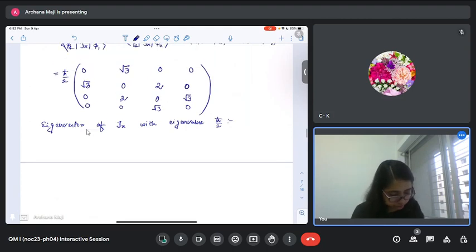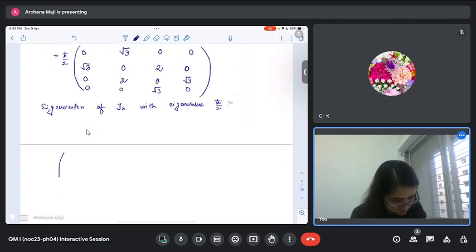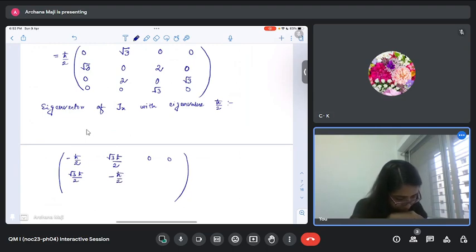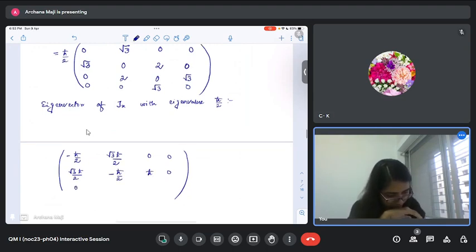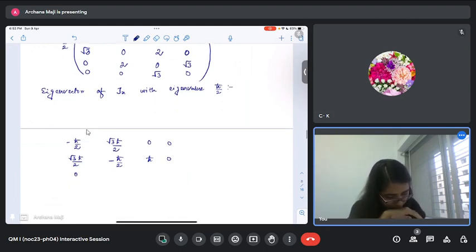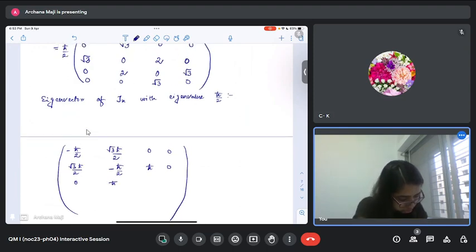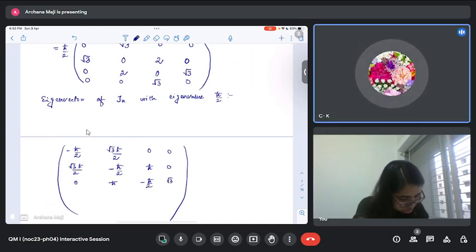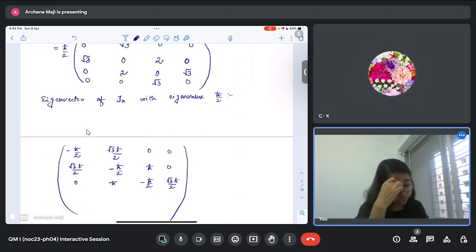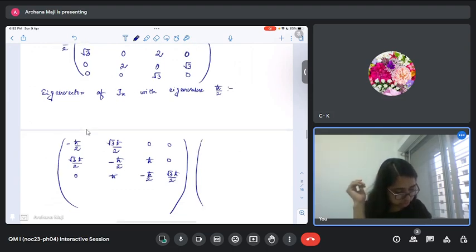So eigenvector with eigenvalue ħ/2. Minus ħ/2, square root 3 ħ/2, 0, 0, then 0, minus ħ/2. Madam, the first term, why is it minus ħ/2? Oh, I'm finding the eigenvector corresponding to ħ/2, so I'm just subtracting it.